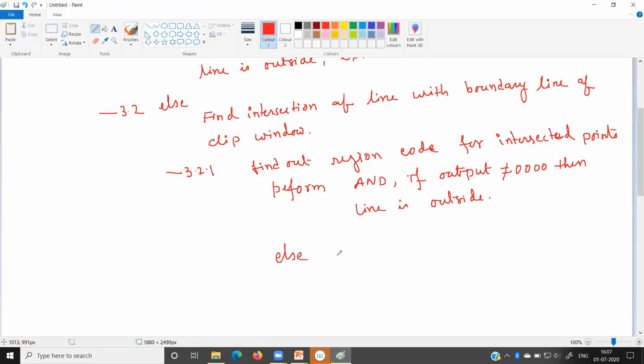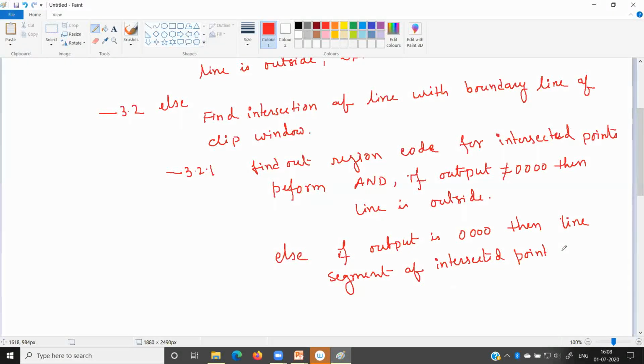Else, if the output is 0, 0, 0, 0, then the line segment constructed by the intersected points is inside of the clip window.